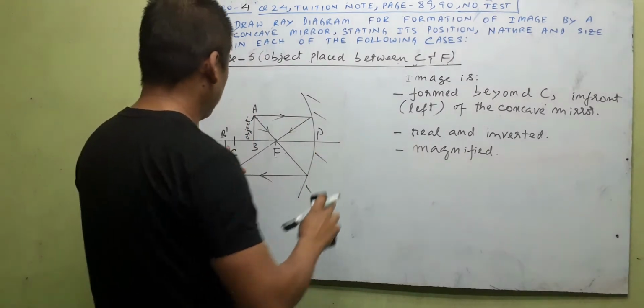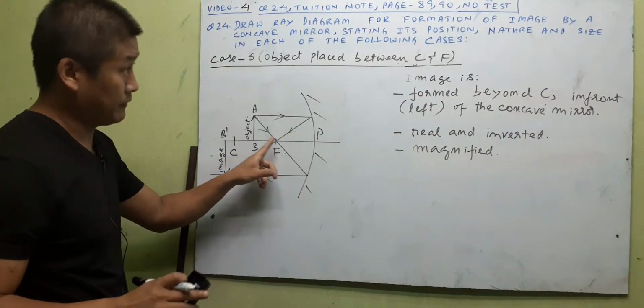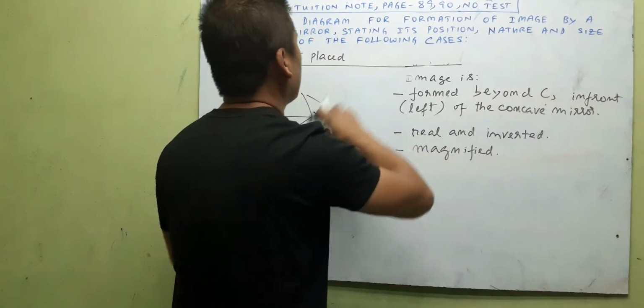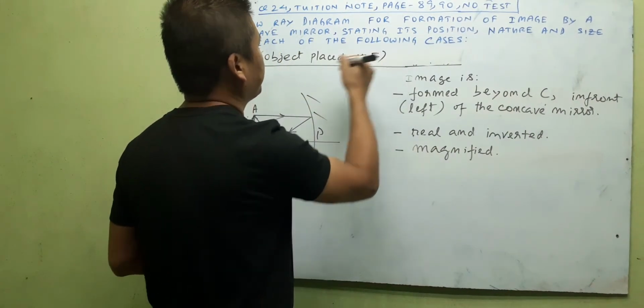Then the object is now between F and C. Next will be at F, right? So object placed at F. You write down at F.